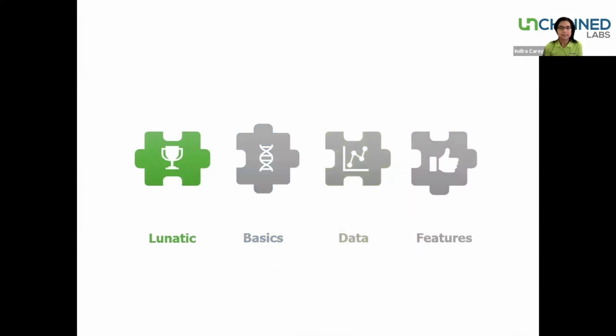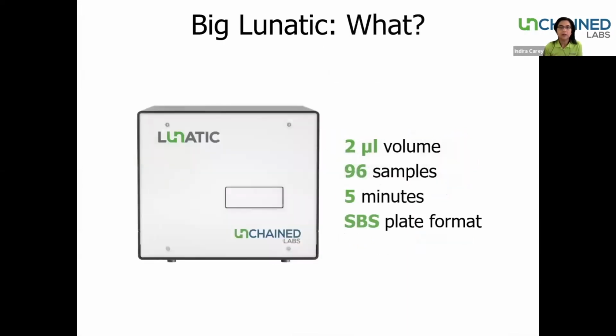What is the Lunatic anyway? Our Big Lunatic is a full spectrum UV-Vis spec which requires only 2 microliters per sample. Big Lunatic can measure up to 96 samples at a time in just 5 minutes. That's done using our plates with a single microcuvette. Using our plates with 2 microcuvettes, which allow reading higher concentration samples, a full 96-well plate takes only 12 minutes.